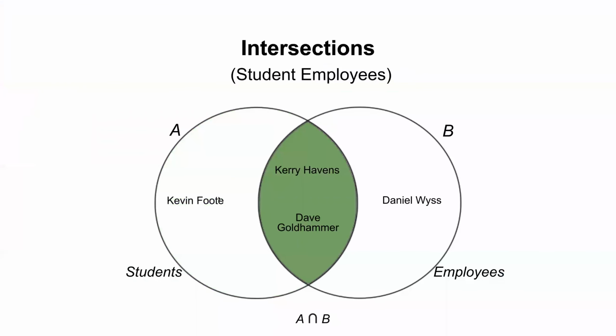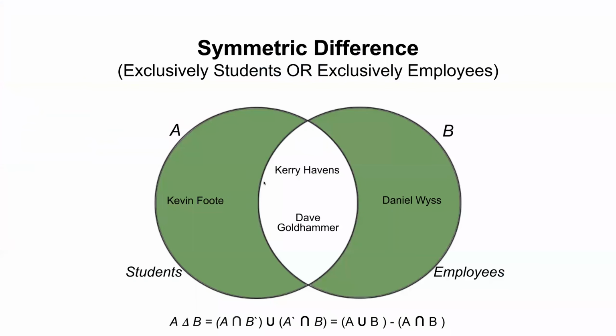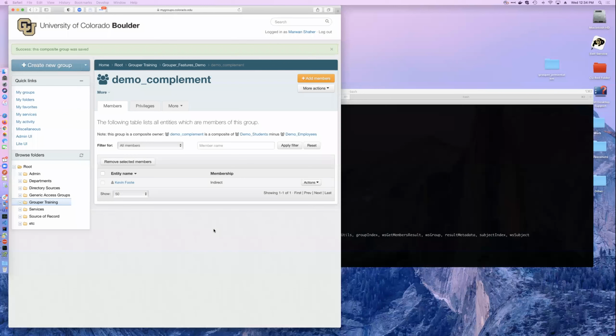So the third scenario is to get those who are exclusively students or exclusively employees. So you want to not get those who are student employees. And since we already created a union and we created an intersection, this is a union minus the intersection. So there are a few ways of doing this. I'll show you the group composite way of doing it.